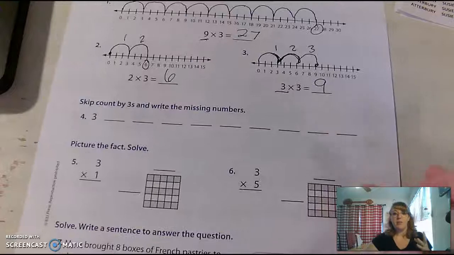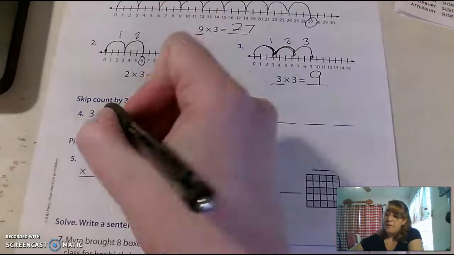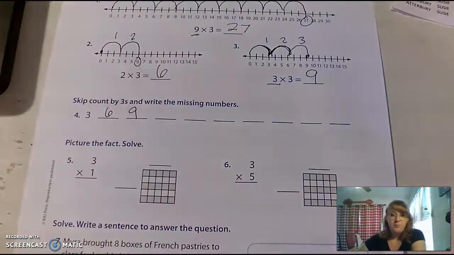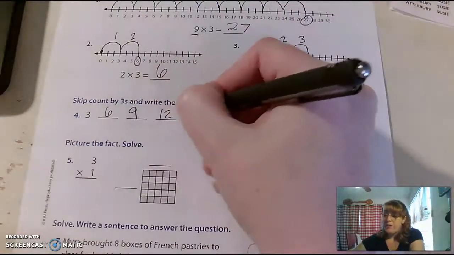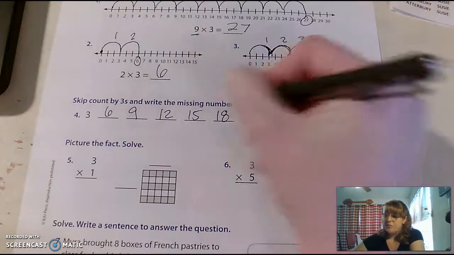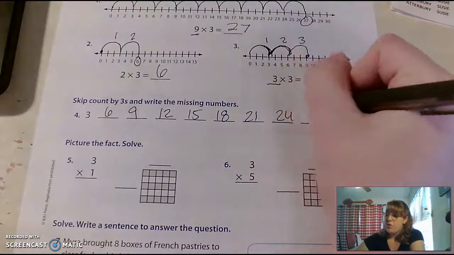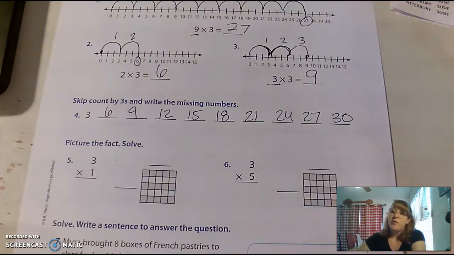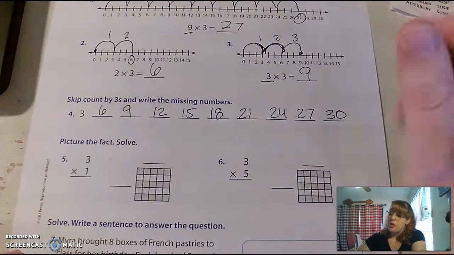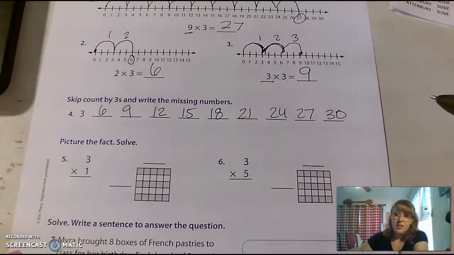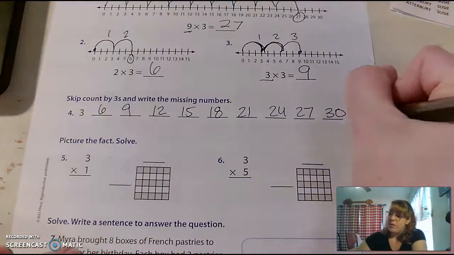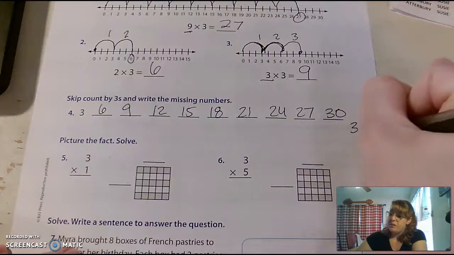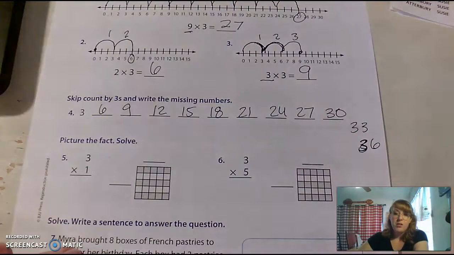Skip count by 3s and write the missing numbers. Well, we just sang a song. It's going to be super easy. 3, 6, 9, 12, 15, 18, 21, 24, 27, 30. Now, for those of you overachievers, you're going, wait a minute, that stops at 3 times 10. You're right. It would be 33 and 36. That's 3 times 11 and 3 times 12.